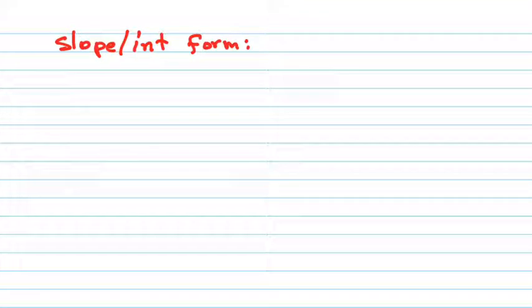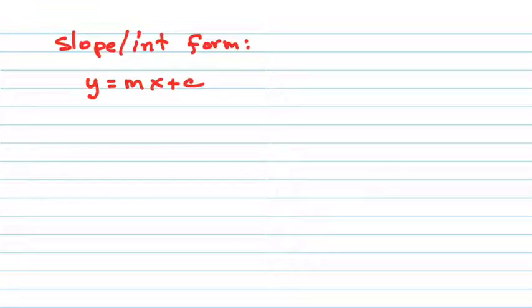Okay, so last time we were here, we began our look at how to graph straight lines, and we did that by using the slope-intercept form. Does anyone remember what it looks like? Y equals mx plus c. Okay?